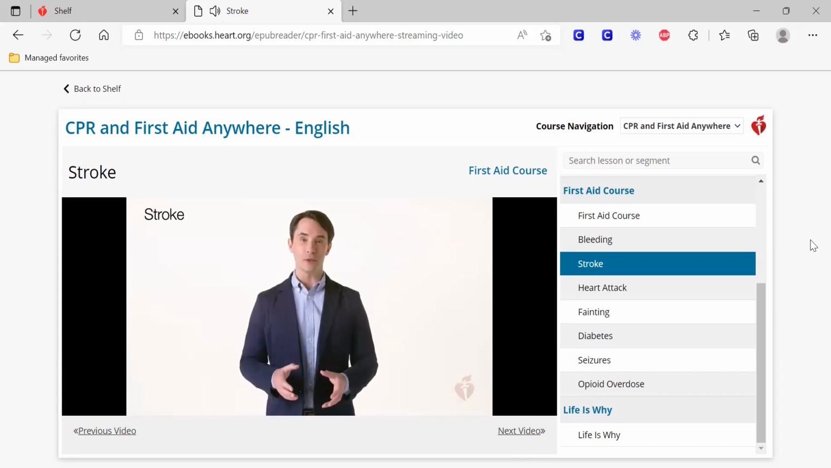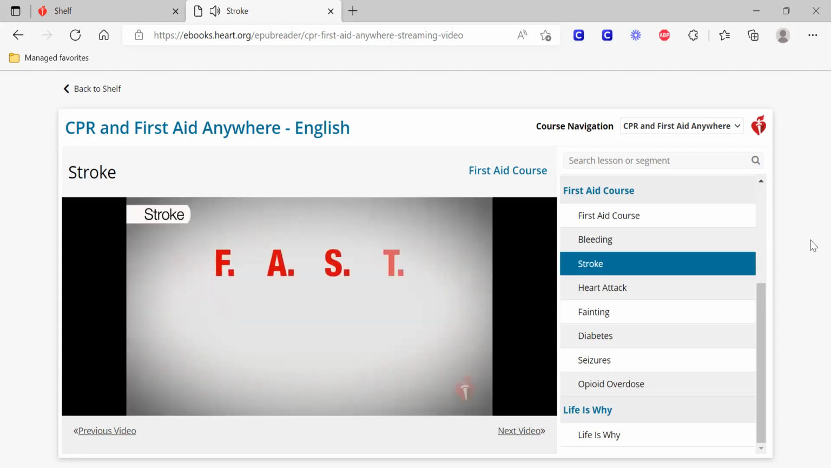Stroke is another medical emergency for which you may need to use your first aid skills. Strokes occur when blood stops flowing to a part of the brain. This can happen if a blood vessel in the brain is blocked or leaks. Many people can be given treatments in the first hours after a stroke that can reduce the damage and improve recovery. Therefore, it's important to recognize the signs of stroke quickly and get medical care fast.